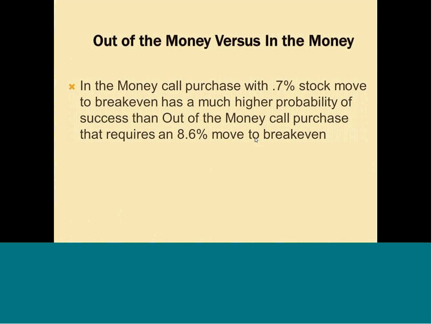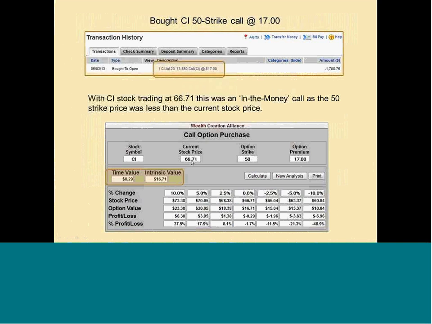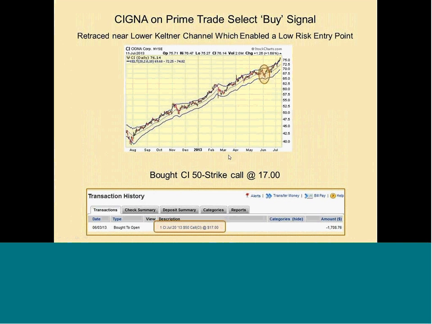And here's the risk profile for this trade. We can see that the option had 18 cents of time value and $6.46 of intrinsic value. Again, a much lower risk trade that has a higher probability of success than if I had selected an at-the-money or out-of-the-money call option.